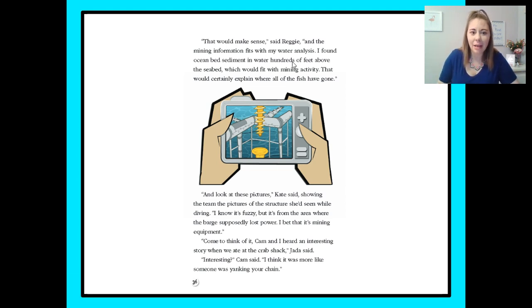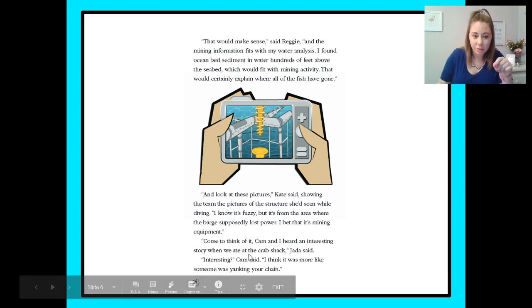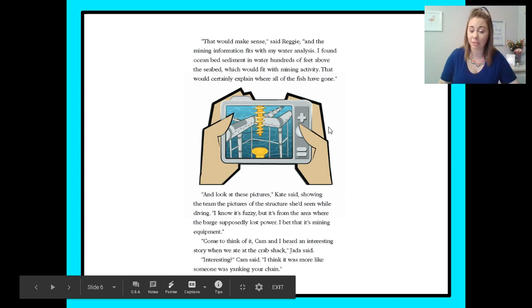Okay? They also have this evidence here. They found ocean bed sediment in water hundreds of feet above the seabed, which would fit with mining activity. So once again, text evidence. I can say on page 36 in the first paragraph, it says that they found ocean bed sediment in the water hundreds of feet above the seabed, which fits with mining equipment. Now you see how I noted what page number and what paragraph I found it on. Remember, each time the first line is scooted in like that, that's a new paragraph. So I have 1, 2, 3, 4 new paragraphs on this page.